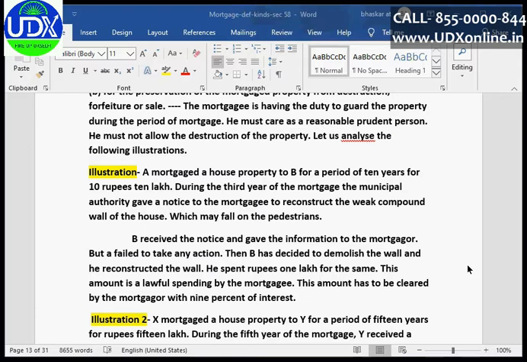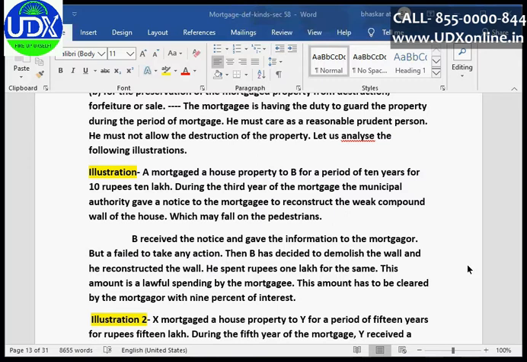Now this amount is a lawful spending by the mortgagee. This amount has to be cleared by the mortgager with 9% of simple interest. You know, here what I want to explain is, the mortgagee has given the information to the mortgager, but the mortgager has not given any consent, or he has not rejected or accepted. He just kept quiet without taking any action.